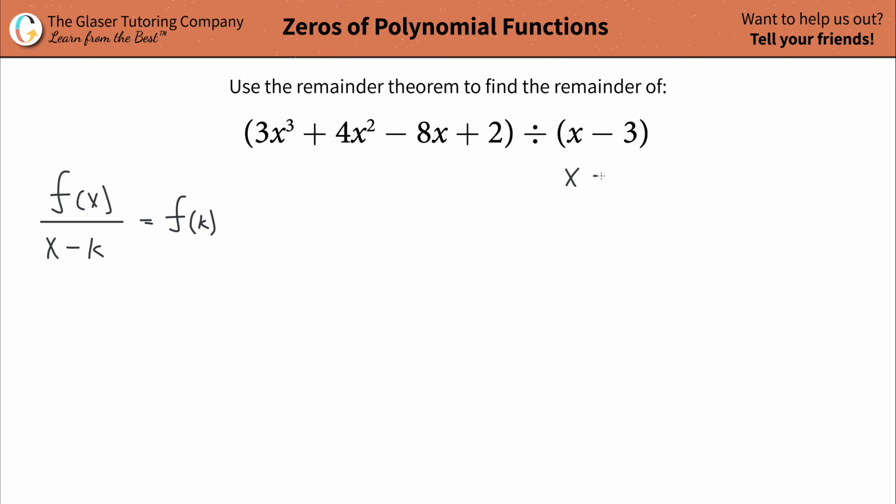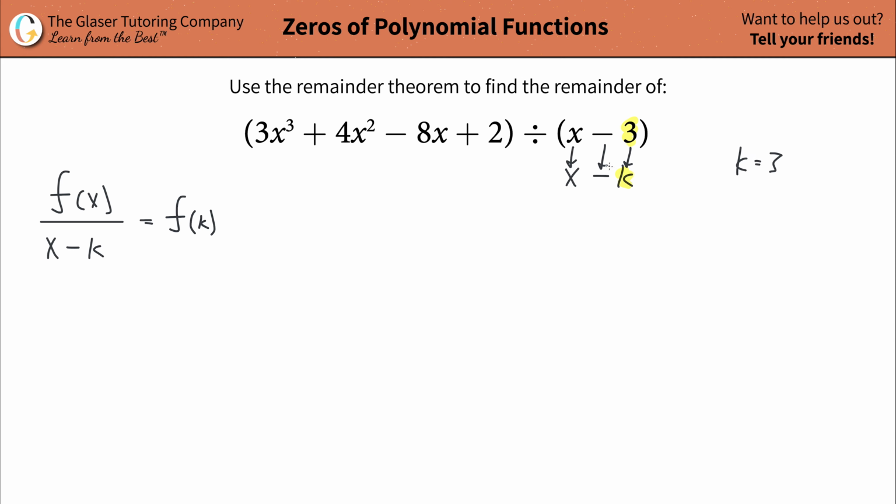So what I'm going to do is I'm just going to write x minus k, and this one's really simple because the x's line up, the negatives line up, and therefore 3 is k. This is nice and easy. So k is equal to 3.